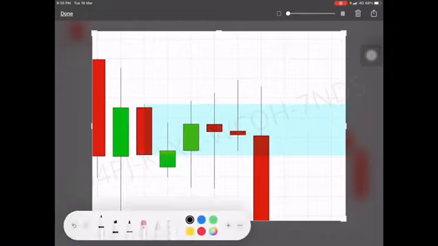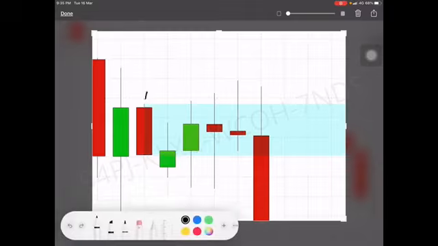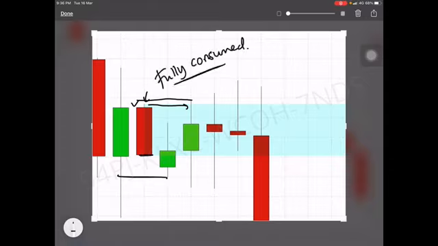So look closely, this is a low risk area. The shadow has been consumed. This shadow has been consumed by this one. Look. This body has been consumed, so it has fully consumed. When we have full consume, this will be low risk.